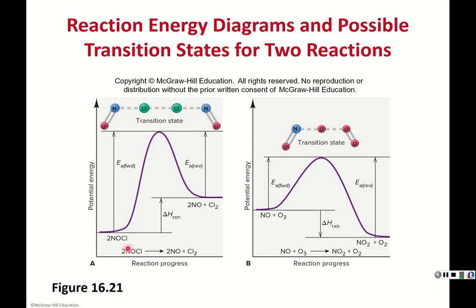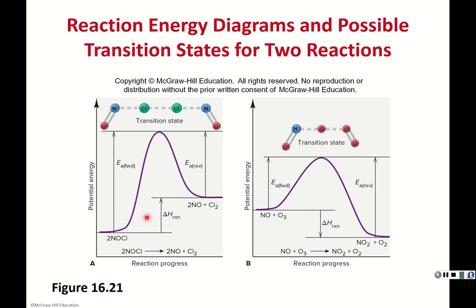Here we have 2 NOCl going to 2 NO plus Cl2. So that transition state, right, the chlorines on the 2 NOCl are going to face each other. And the transition state would look something like this. Here we have NO plus O3. Our transition state is going to look something like this.